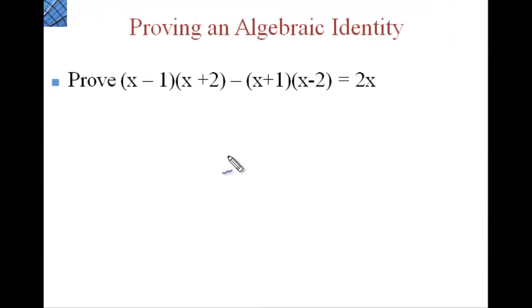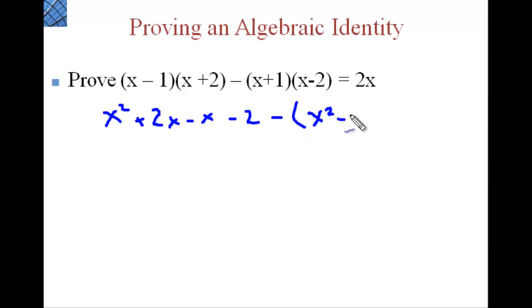Let's start with an algebraic identity. If we want to prove that this statement here is equal to 2x, we would just multiply. We'll get x squared plus 2x minus 2 minus the quantity of x squared minus 2x plus x minus 2. All of that is equal to 2x.